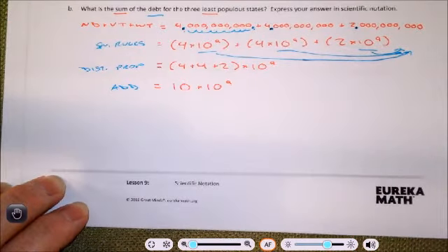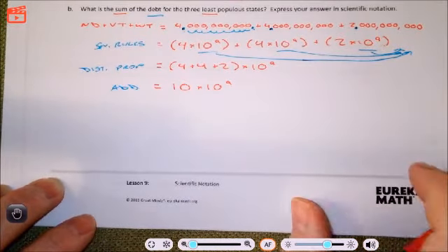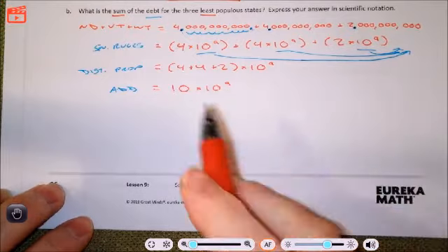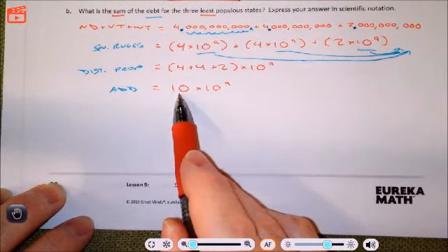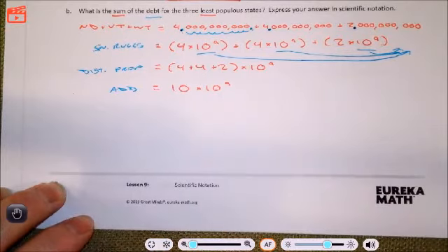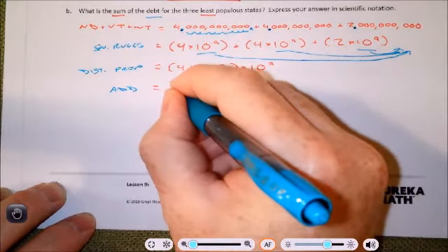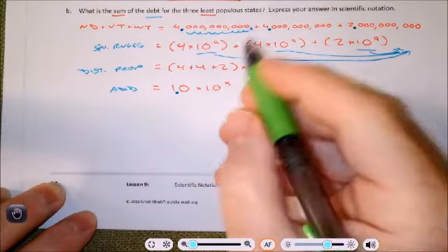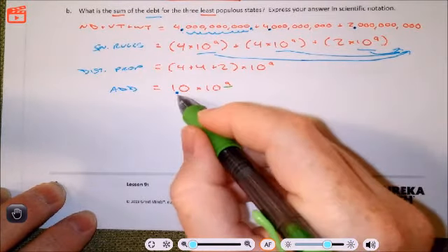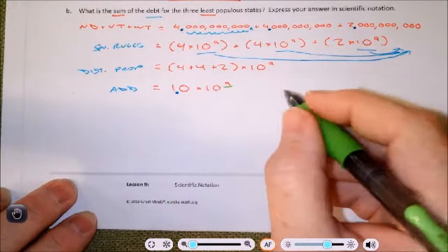9th. But they want our answer in scientific notation, and that is not scientific notation because it does not follow rule 1. It has to be less than 10. So how do we make it less than 10? We make it a 1.0. But I moved the decimal again, so this is going to change the order of magnitude. When I move a decimal, the order of magnitude changes.